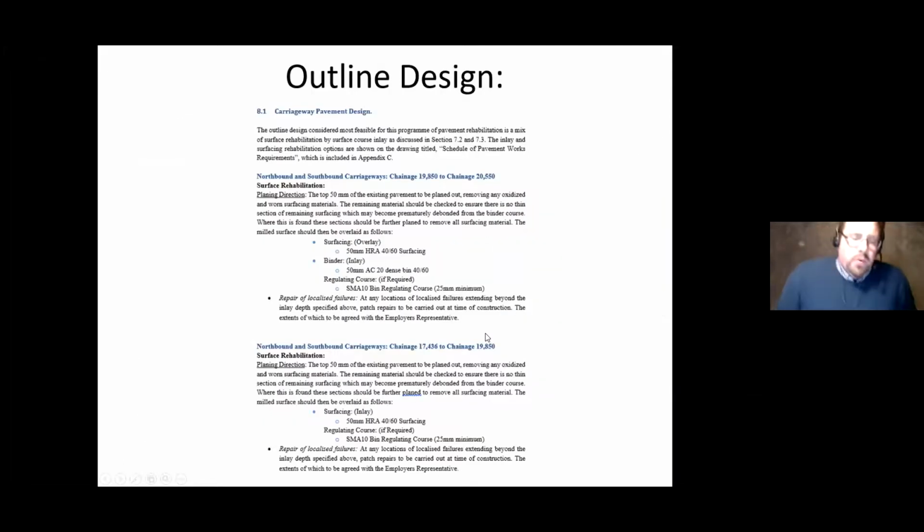So now we've determined what our surfacing is, what our thickness is, what our binder is going to be, and whether we need regulating or not. And so this is your outline design. This will be the back of your PARR report. This is effectively what we want to do.